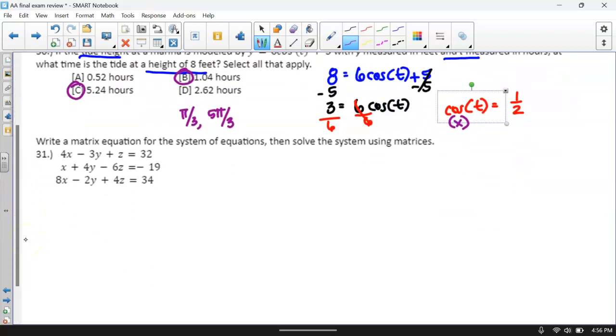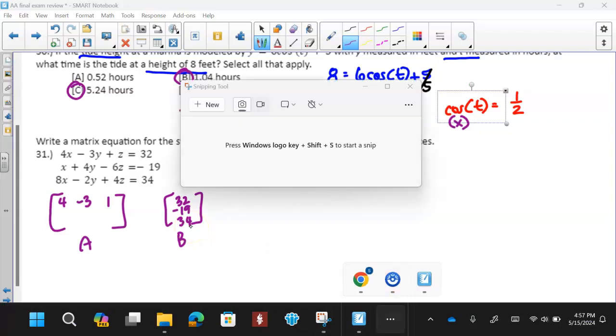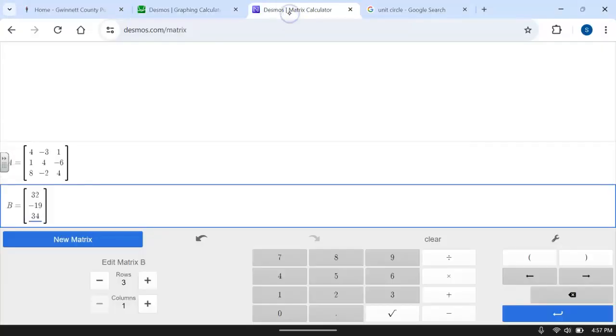Now here, we're solving the system using our matrices. Remember, you have your two matrices, right? You have your A matrix, which is your coefficients. Now watch your signs. So like the top row here should be 4, -3, and then 1. So keep in mind, keep the sign in front. And then your B matrix will be your total. So like 32, -19, and 34 here. So again, just to show you, here's our matrix, and then here is the other matrix.